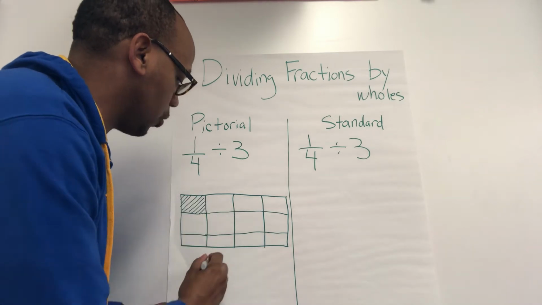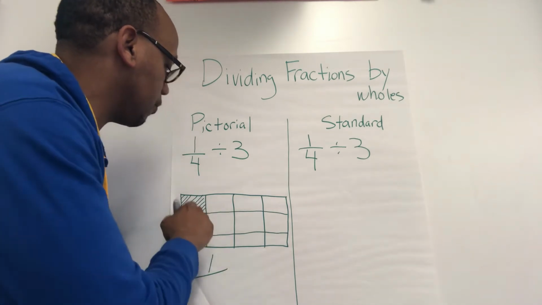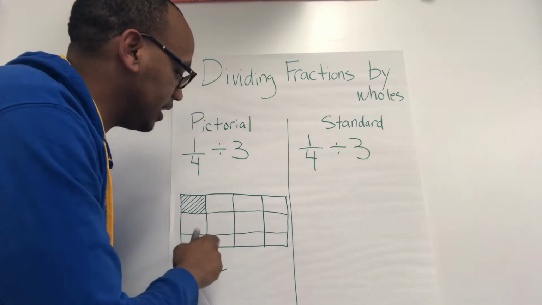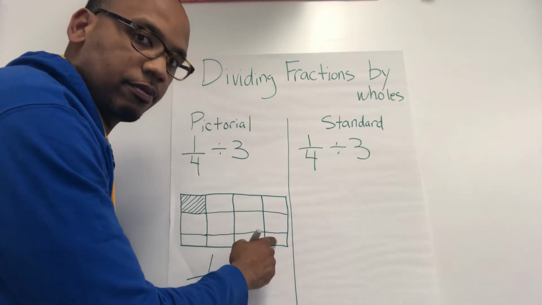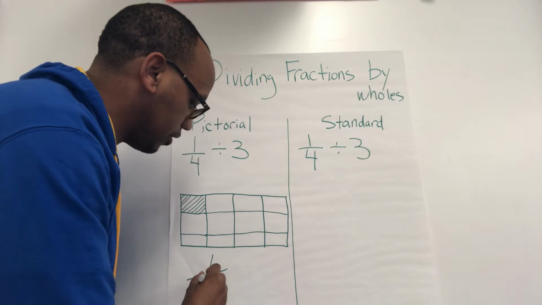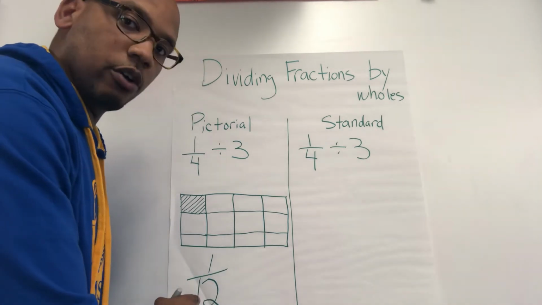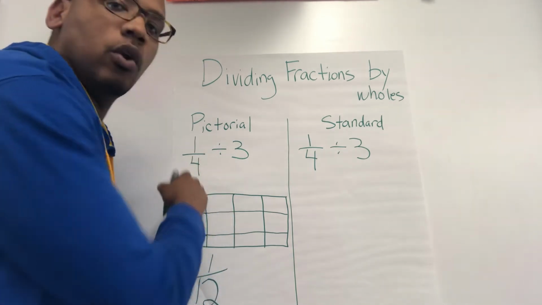The answer is 1 out of 1, 2, 3, 4, 5, 6, 7, 8, 9, 10, 11, 12. The answer is 1/12, which makes sense because 1/12 is less than 1/4.